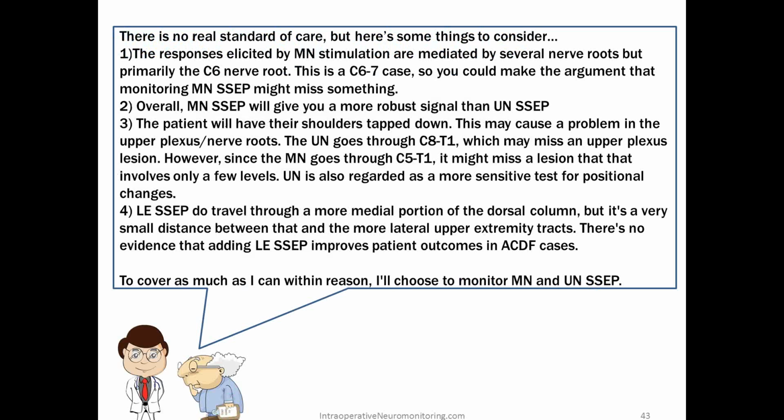So there is no real standard of care, but here are some things that you should consider, especially because it was on the ASNM guidelines. The response elicited by the median nerve stimulation is mediated by several nerve roots, but primarily the C6 nerve root. So if you have a C6-7 case, you should make the argument that monitoring the median nerve might miss something. So you would elect to go a little bit lower and do the ulnar nerve. Overall, the median nerve will give you a more robust signal than the ulnar nerve. That is a general probability.